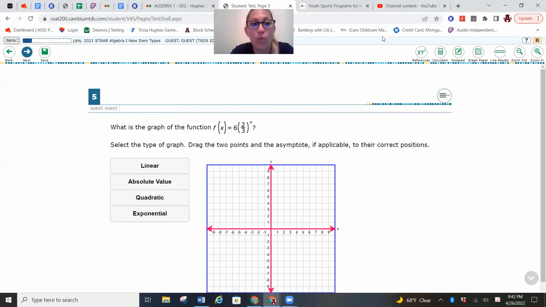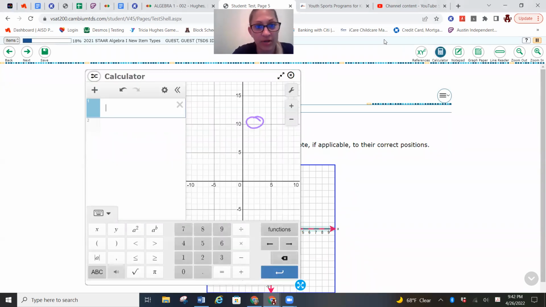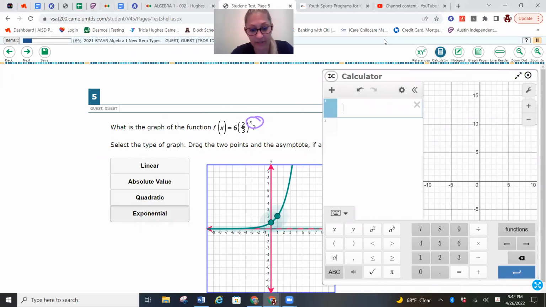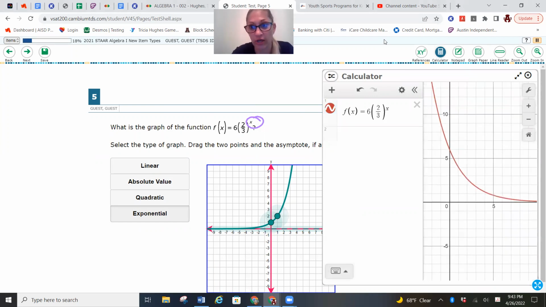What is the graph of this function? Well, remember, anything to the power of x is exponential. Now, is this graph the answer to this? I don't know. What I do know is I'm going to press calculator and type f of x equals 6 times 2/3 to the power of x. And that is what it should look like.